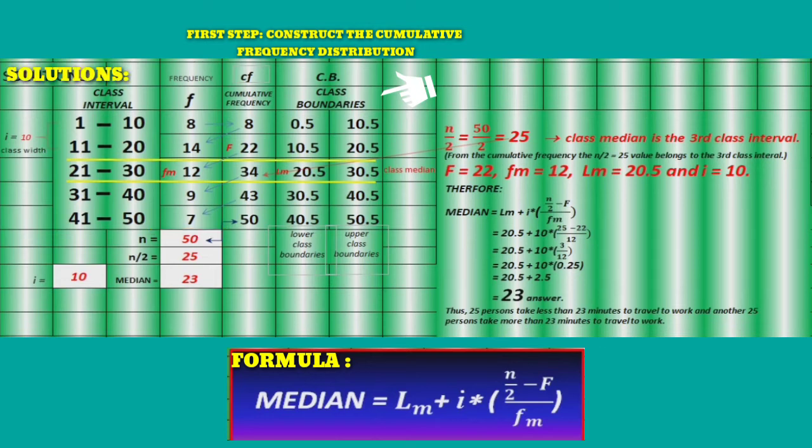n is the number of observations. And if you divide n by 2, that is equivalent to 25. That is n/2. That is 25. Again, to get the cumulative frequencies, just refer to your frequencies.